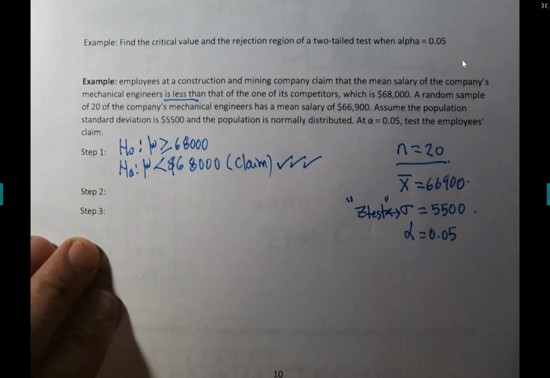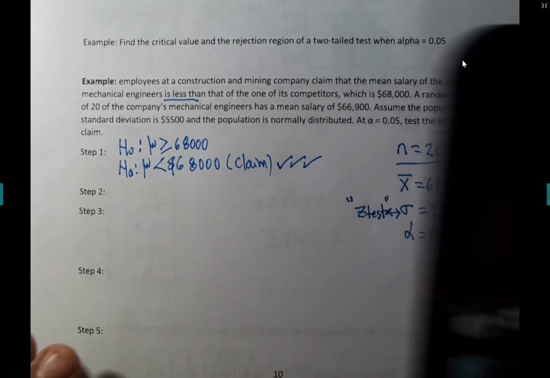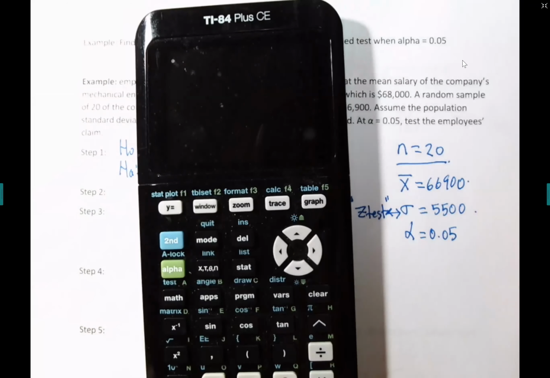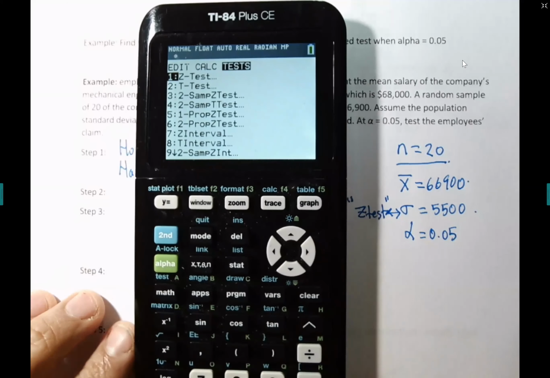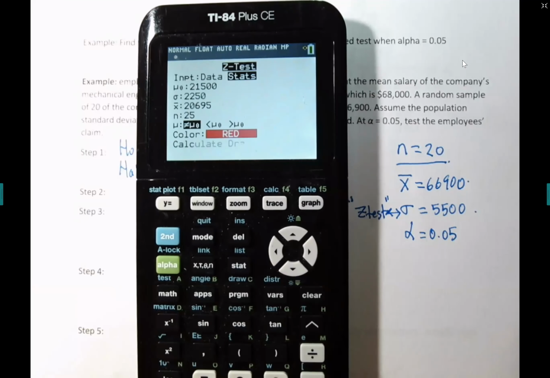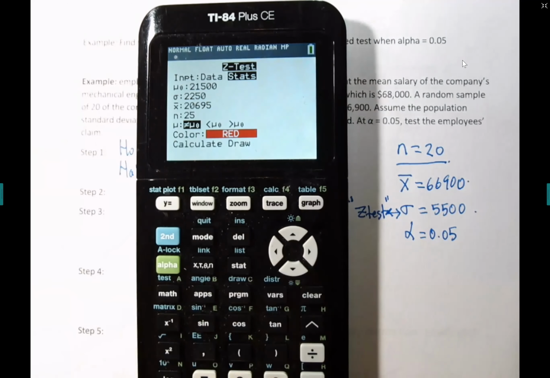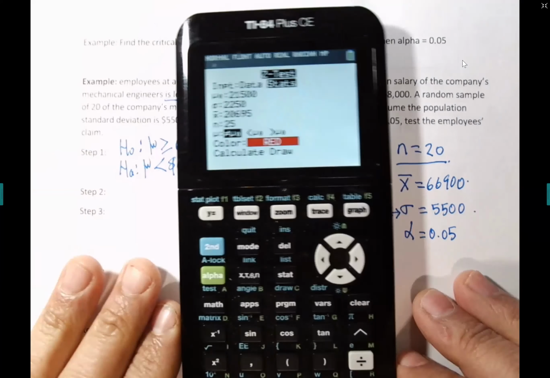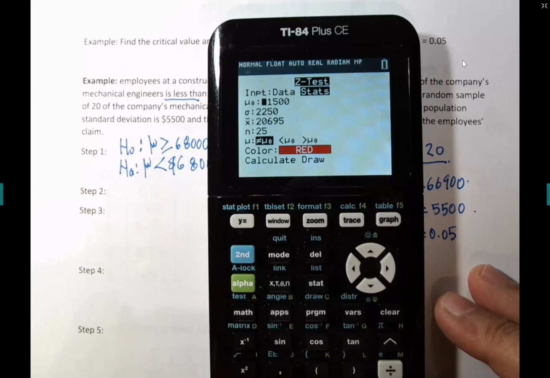That is a z-test. All right. Let's run the z-test. Watch. Stat, tests, z-test. I don't have data yet, so it's just stat summary. Okay, mu0, you would have to put the value from the null hypothesis. We assume it is 68,000.